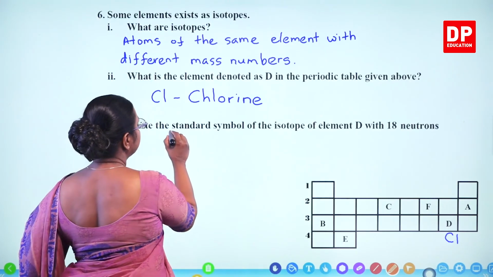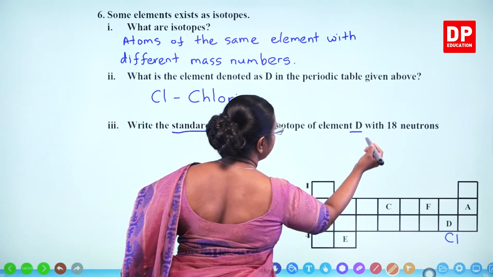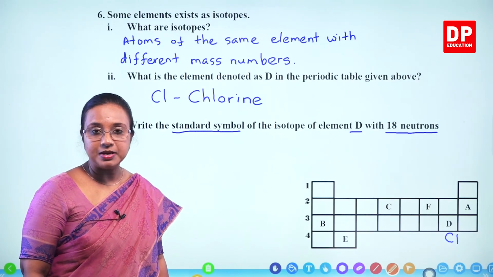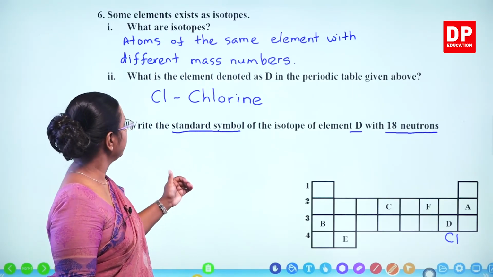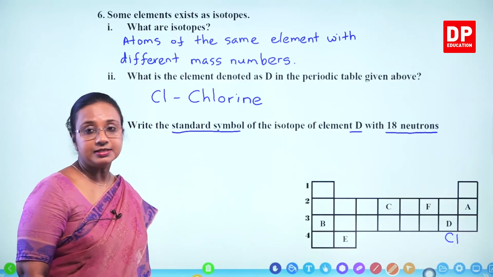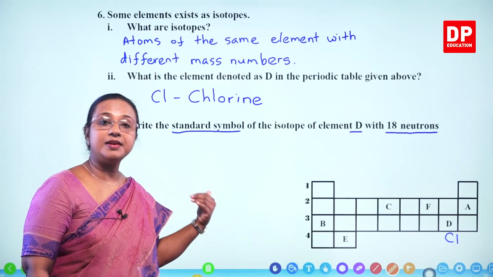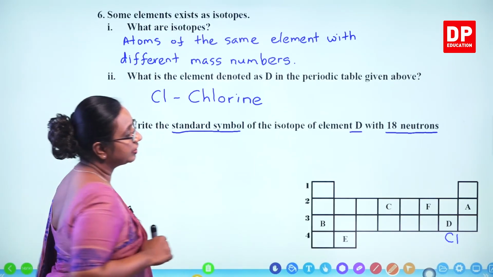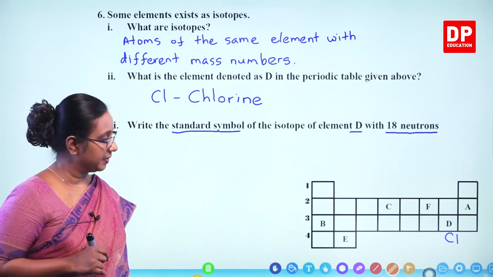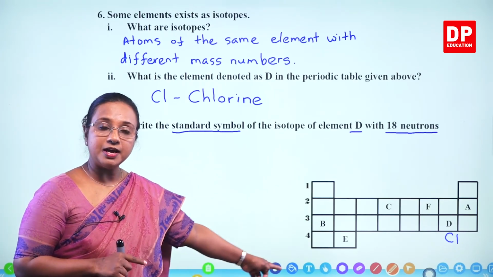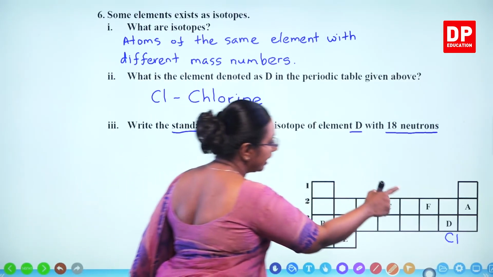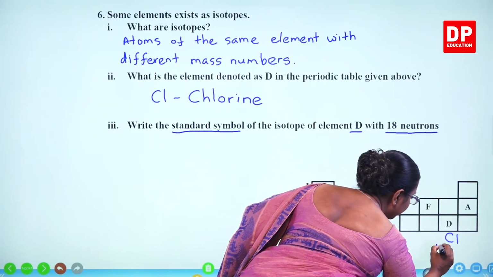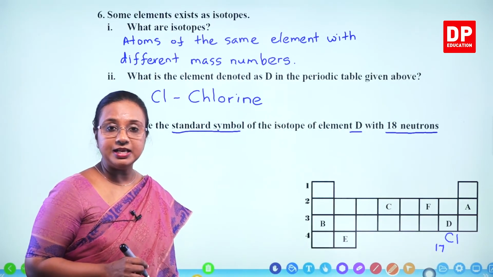Write the standard symbol of the isotope of element D with 18 neutrons. So here we have already identified the element as chlorine. So then you can use the Cl symbol to write the standard symbol. Why? You have already identified the element. Then we can write it as Cl. First, we need to know the atomic number and the mass number. So, atomic number you can identify from the periodic table. You can count the elements, or you already remember the elements by heart. So, you know chlorine has atomic number 17. That is the 17th element.